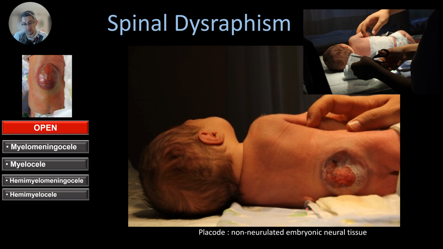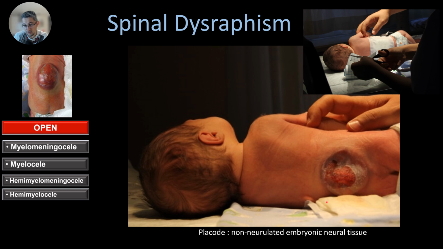In this patient with myelomeningocele, which is the most common, you can see the placode. Placode means non-neurulated embryonic neural tissue. Basically, it's dysfunctional dysplastic neural tissue. It is not covered with skin, but there is usually a very thin epithelial membrane with rupture soon after birth.